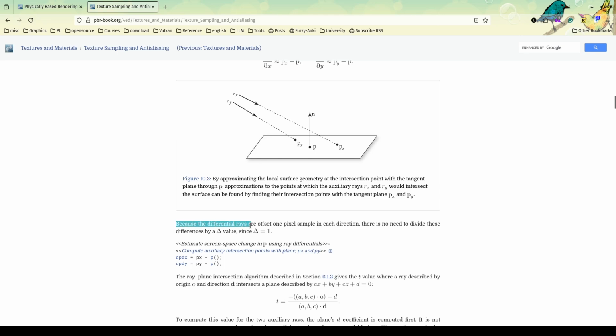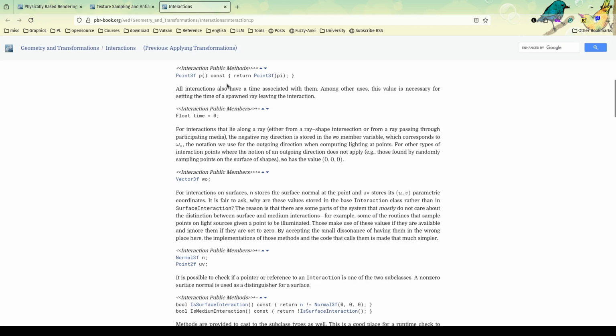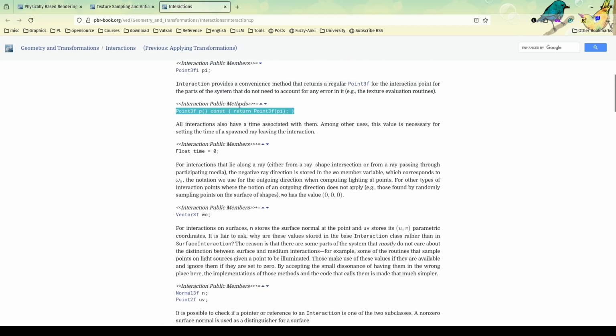Of course, the differential rays are offset 1 pixel sample in each direction. There's no need to divide these differences by the delta value, because delta is just 1. Why do they calculate the p twice, or is it just a getter function? Okay.